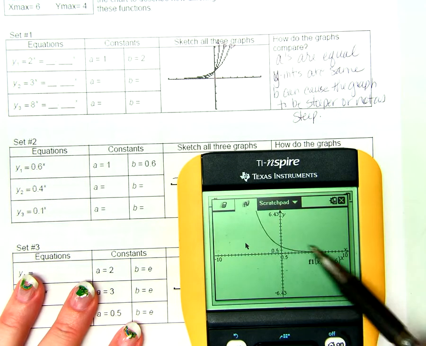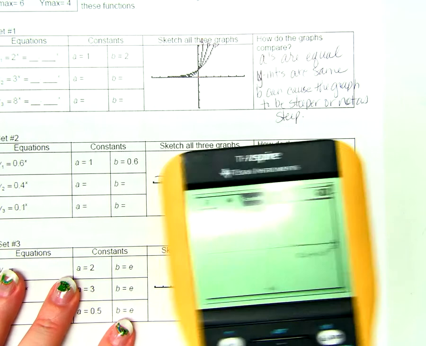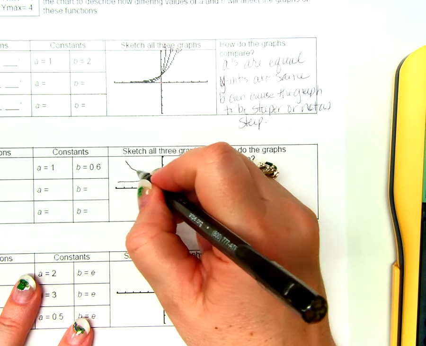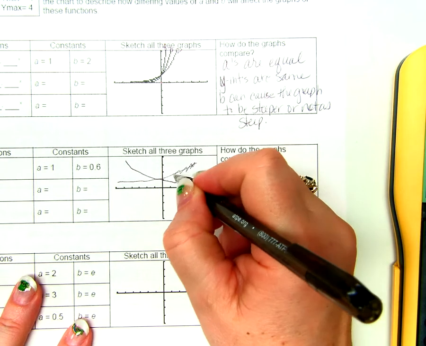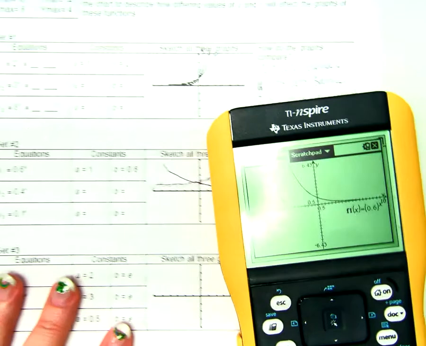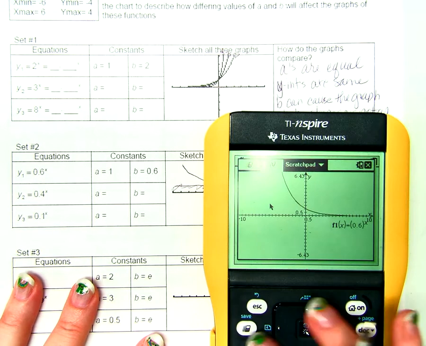What's happening here? Okay, so this is decreasing, right? So ignore the first one I drew. Sorry about that. This one's going like this, still crossing at the point 0, 1, right? So what do you think the one that's 0.4 is going to look like?